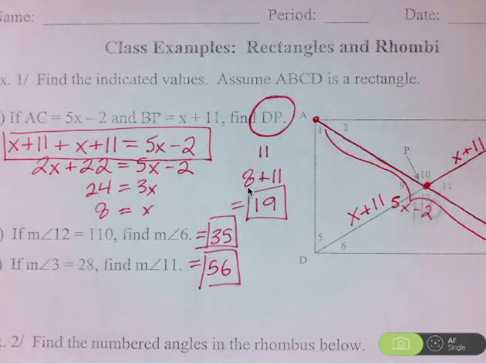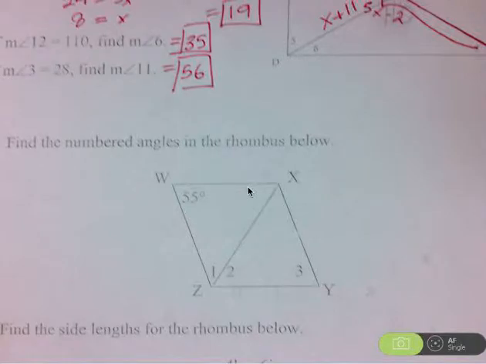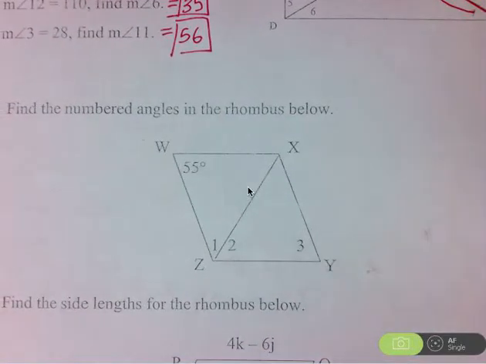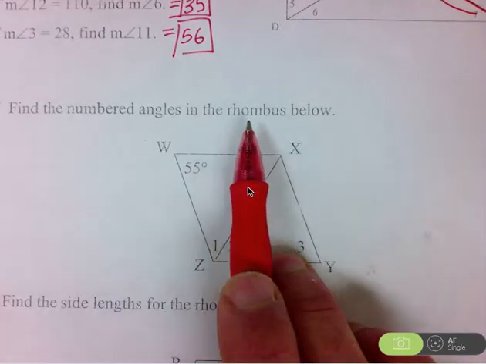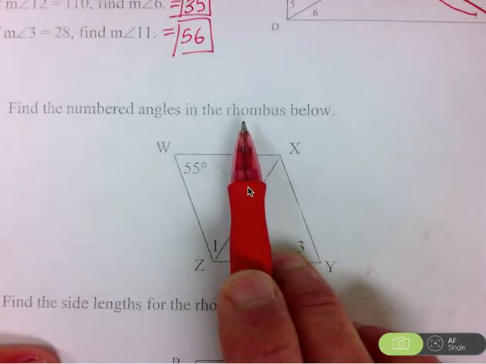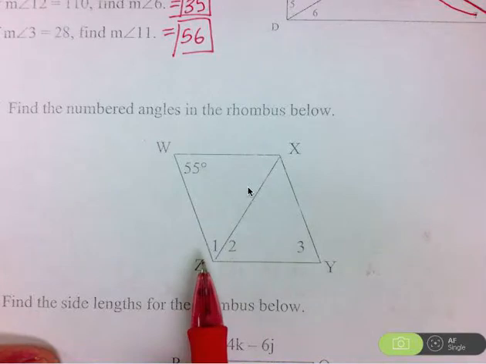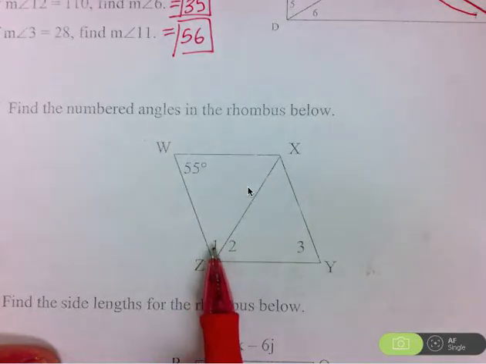So in example number 2, here we go. This is a rhombus, so it isn't marked as a rhombus. I told you that it was a rhombus in the directions. So understand, I would like to find all of these numbered angles.